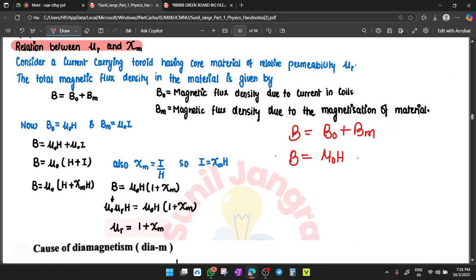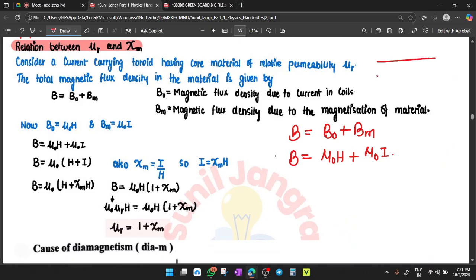And B magnetization equals mu naught into I. So B naught is the magnetic flux density due to current in the coil. Magnetic flux density due to current in the coil, B equals B naught. And B magnetic is the magnetic flux density due to the magnetization of the material.